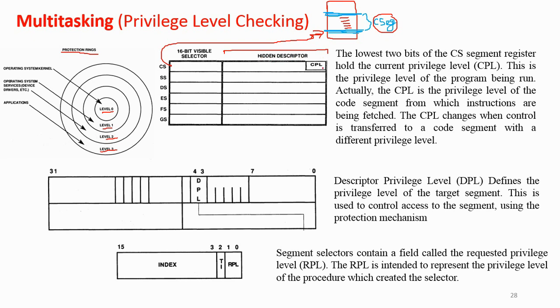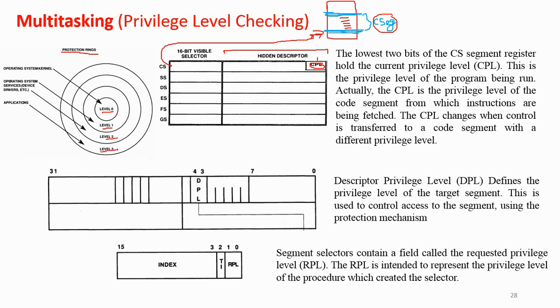In this hidden part there are 2 bits of CPL. The lowest 2 bits of the CS segment register hold the current privilege level, that is CPL. This is the privilege level of the program being run. Actually, the CPL is the privilege level of the code segment from which instructions are being fetched. From this code segment, the instructions get fetched and executed by the execution unit. The CPL changes when control is transferred to a code segment with a different privilege level.